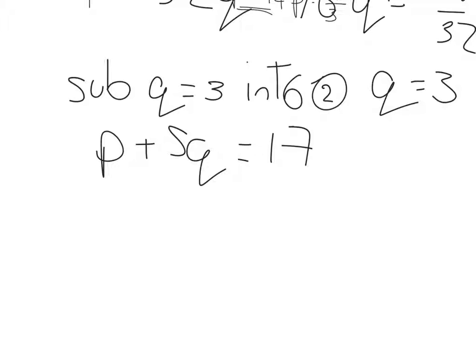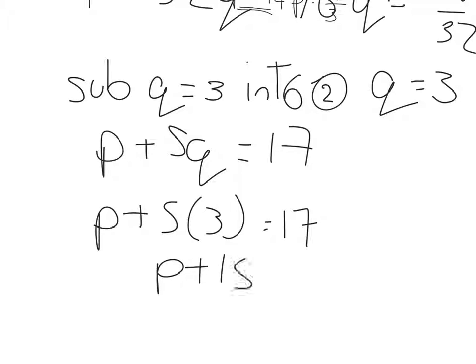Sub that q equals 3 into equation 2, p plus 5q equals 17. So that's p plus 5 lots of 3 is equal to 17. P plus 15 equals 17. That will become 17 minus 15, p is equal to 2.